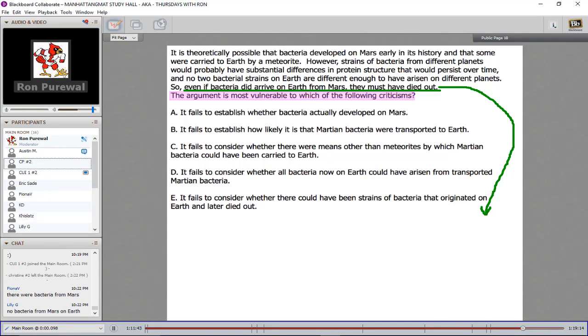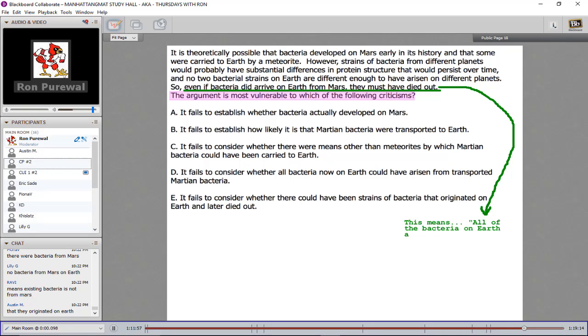Yeah, it's what Lilly says. This means that all of the bacteria on Earth are from Earth. Or at least they're not from Mars. I mean, that's what they're saying. So maybe they're from somewhere else, or at least that. In other words, Earth has no bacteria from Mars. That's what they're saying in this sentence.